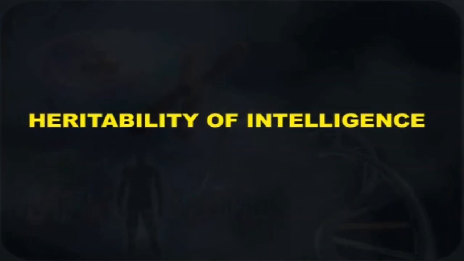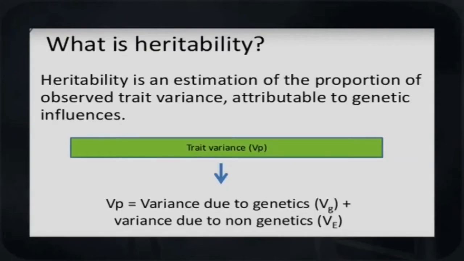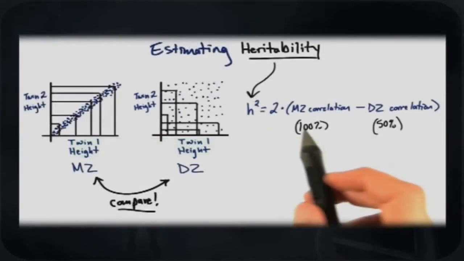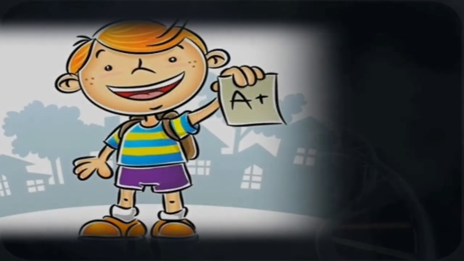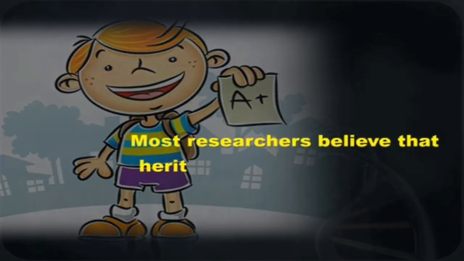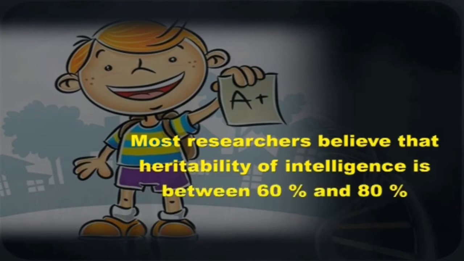Now let us move on to the study of heritability of intelligence, an important topic for educators as we are concerned with the development of intelligence in our students. First, we will look at what heritability is. Heritability is a mathematical estimate that indicates how much of a trait's variation in a population can be attributed to genes. Estimates of the heritability of intelligence vary depending on the methods used. Most researchers believe that heritability of intelligence is between 60% and 80%.